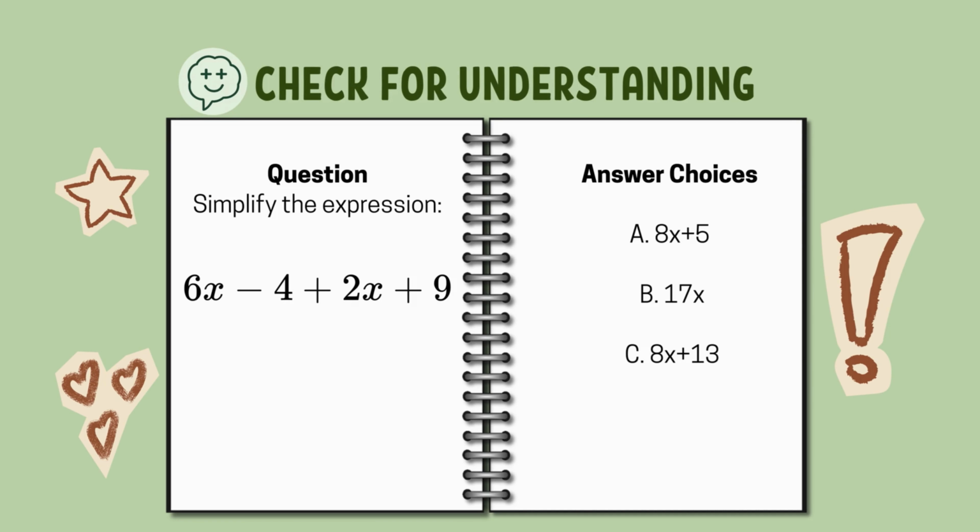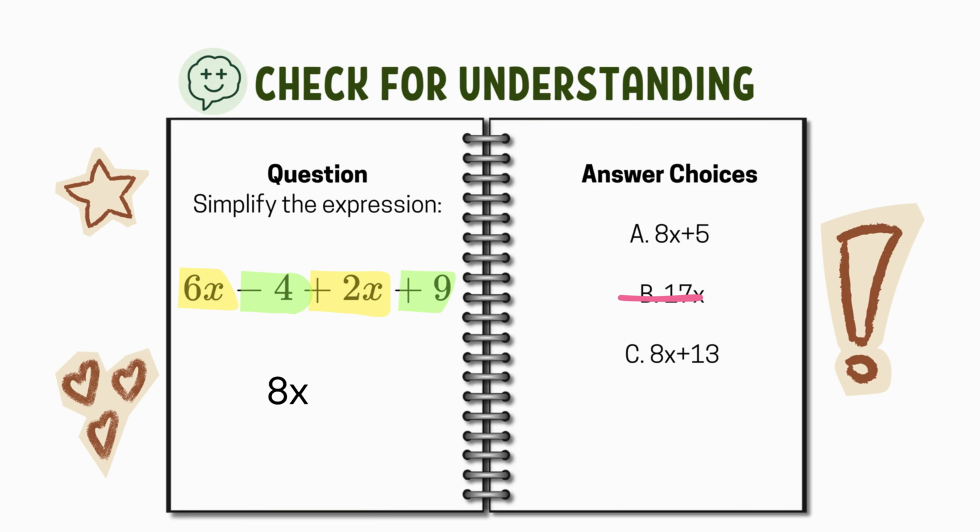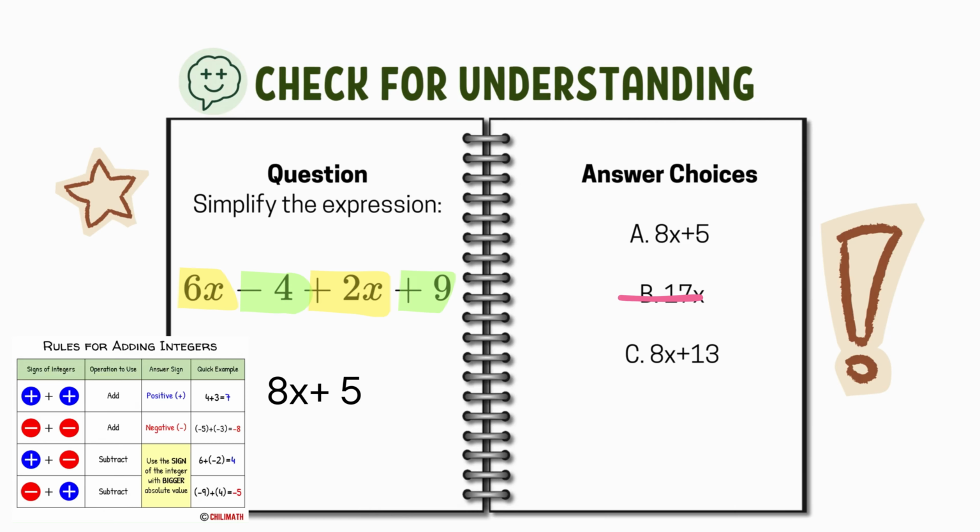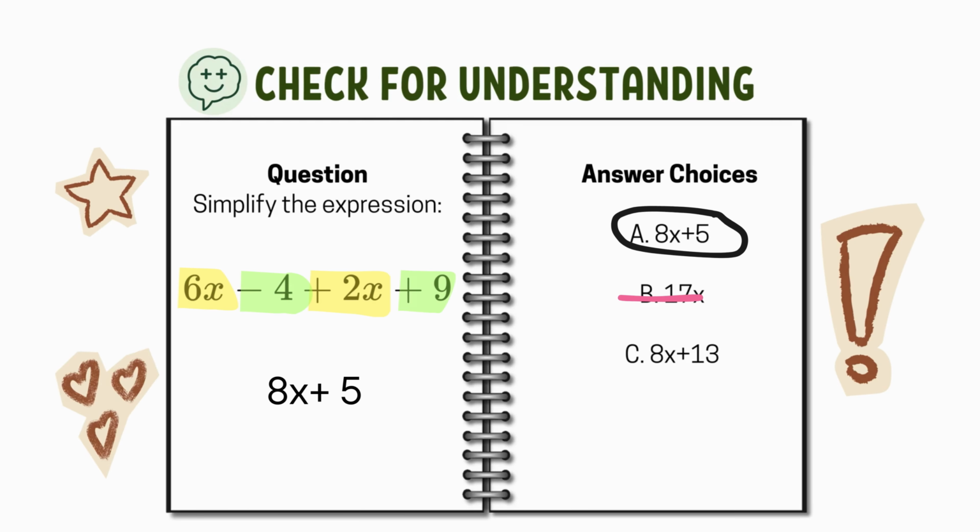Now it's your turn to show me what you understand. Pause the video and simplify the expression, and I'll be back to check your work. The first thing you should have done is highlighted your like terms. So we have a positive 6x and a positive 2x, so therefore we're going to add them together. 6x plus 2x equals 8x. So now I know the answer is between A and C. What we have left is a negative 4 and a positive 9. So negative 4 plus 9, remember our integer rules, is going to give us positive 5. So the answer is A, 8x plus 5.